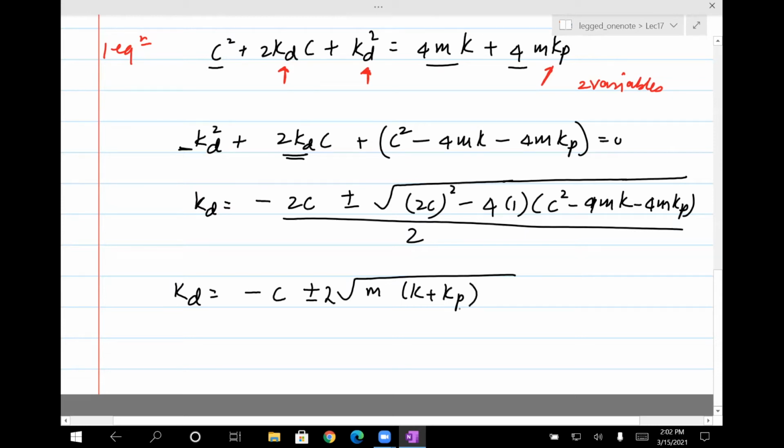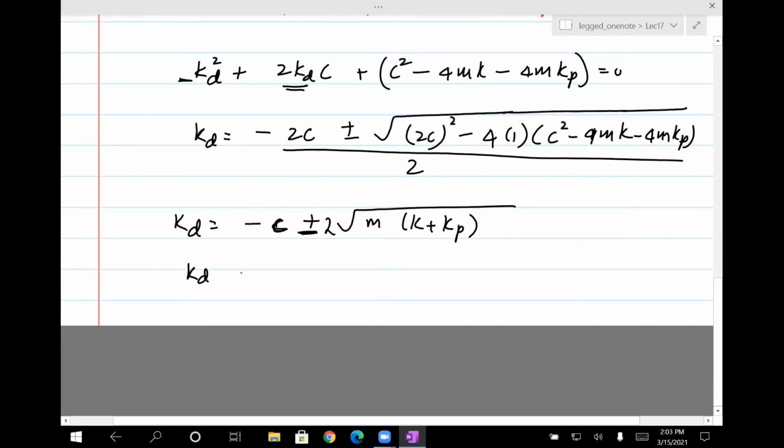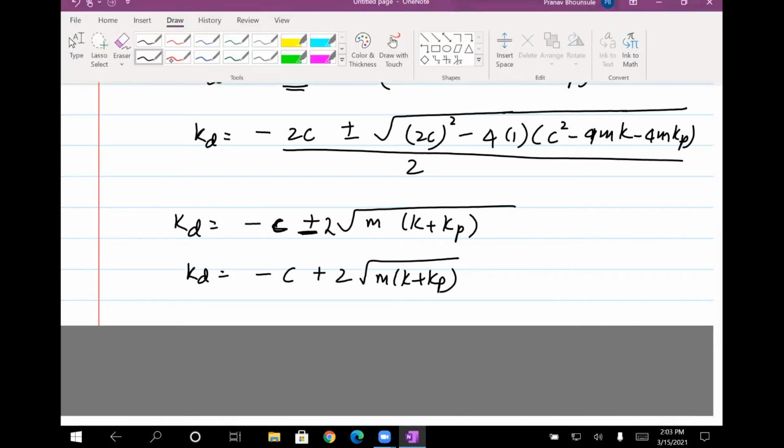Now, one of these roots is going to be negative. If you take the negative sign, then since c, the damping, is always positive, this term is always going to be negative. And we know that if you have a feedback controller with positive feedback instead of negative feedback, it's going to just blow up. So we have to ignore that solution. So the only solution which works is minus c plus 2 square root of m times k plus kp. Okay, so this is our solution.